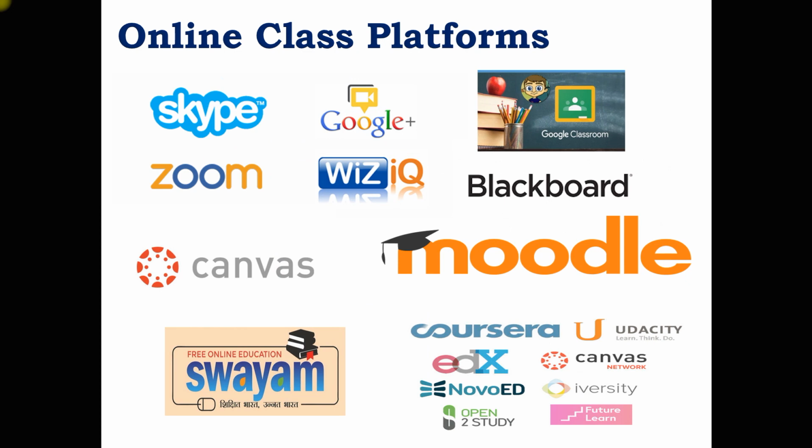Next, we have these online class platforms. So what are those platforms which are offering online classes? So we know that Skype, Zoom, Google Hangouts, Google Classroom, IQ, Blackboard, Moodle, Canvas. These are all different platforms where educational institutions offer online classes to their students. And sometimes we also use the platforms which are used by MOOC institutions like Swayam, Coursera, Udacity, Udemy, edX. So these are also the different online platforms which are available to get certification in desired courses.